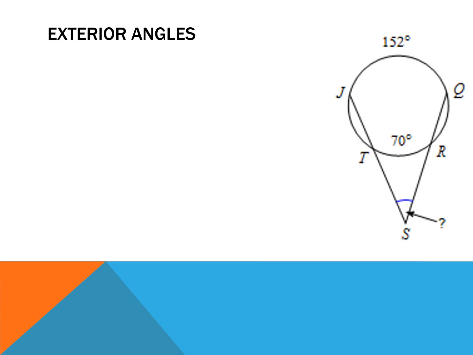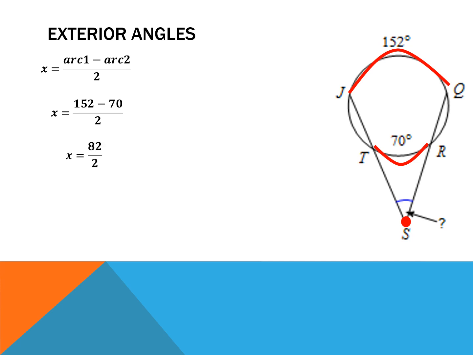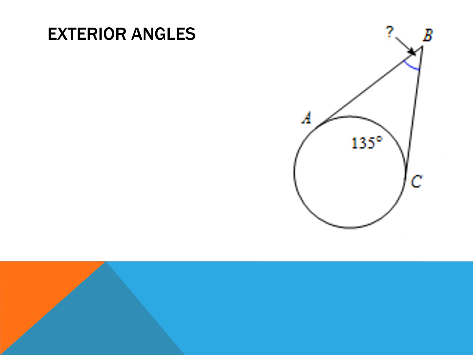Now we're looking at exterior angles. We want to find the angle that is on the exterior of the circle. We have our two arcs, so we plug it in. Arc 1 minus arc 2 divided by 2 gives us that angle. So 152 minus 70 is 82, divided by 2, and x is 41. Remember, the bigger arc goes before the smaller arc because you can't have a negative angle. That just doesn't make sense.